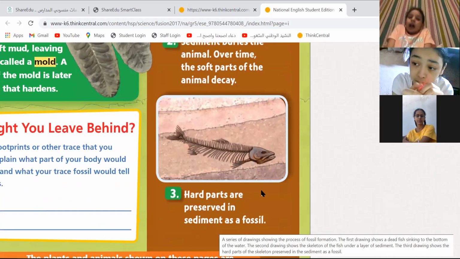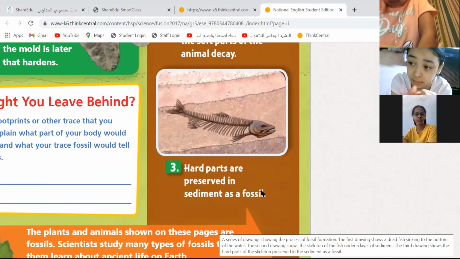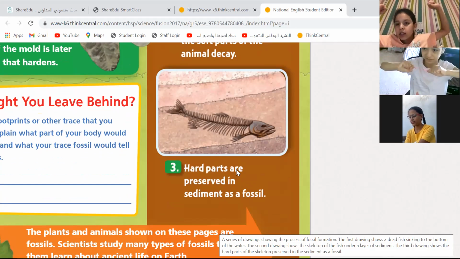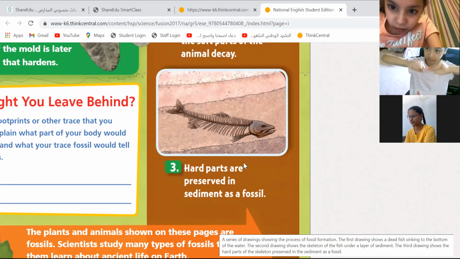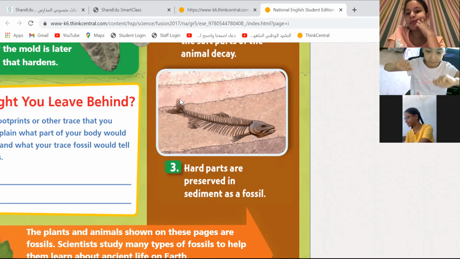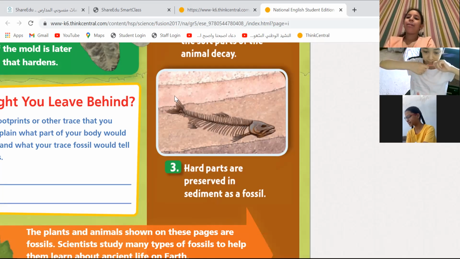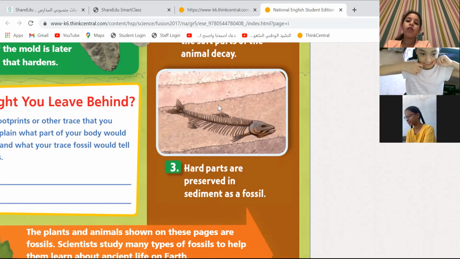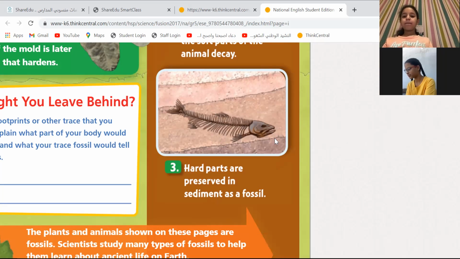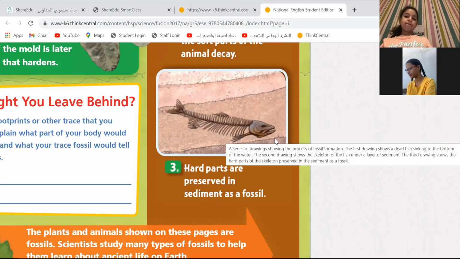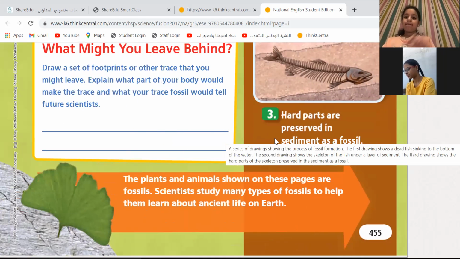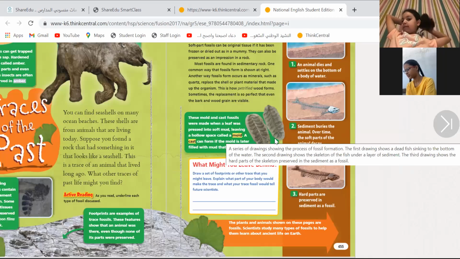Excellent. So the third step, Yatalia, is: hard parts are preserved in sediments as a fossil. Excellent. What did they need to be preserved in sediment? Who can tell me? Pressure. Yes, pressure. Excellent. They needed pressure to be cemented or preserved in the sediment as a fossil. Very good.